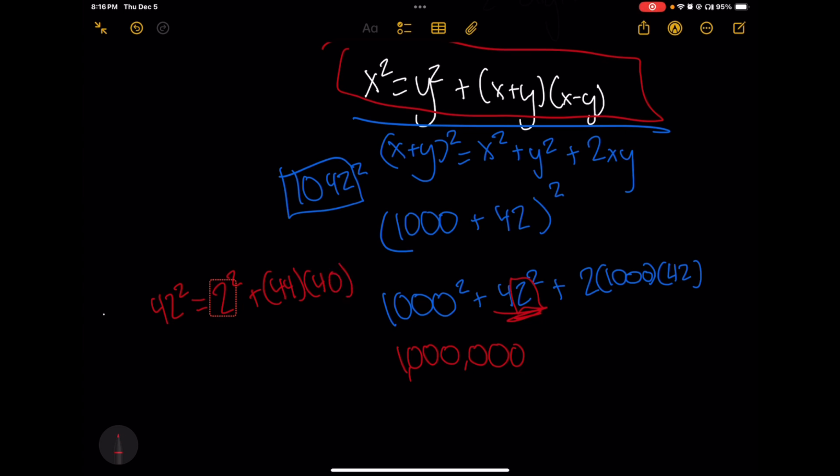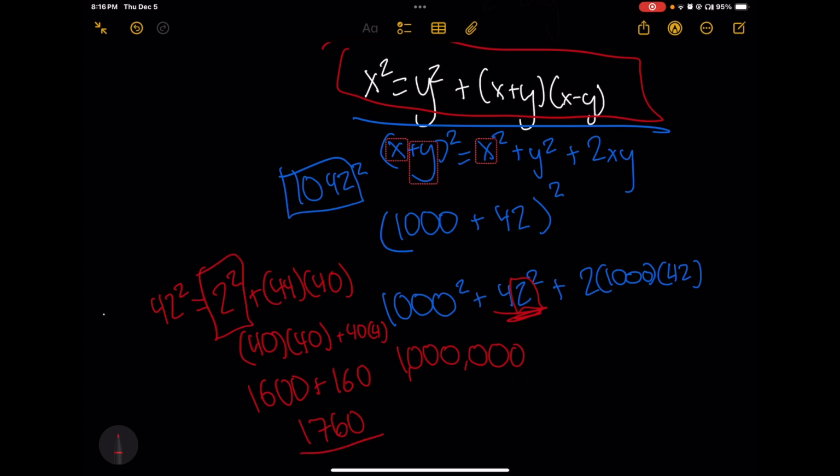So distributive property, and this becomes 40 times 40, and 40 times 4. So I can say that is 1,600 plus 160, which will be 1,760. So I can say 42 squared is 1,760 plus 2 squared to get 42 squared equals 1,764.